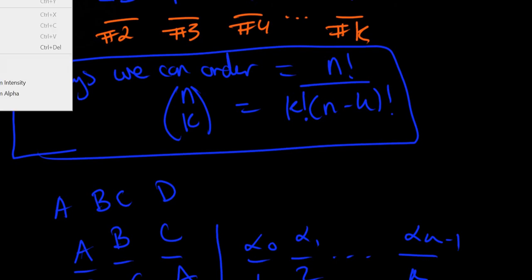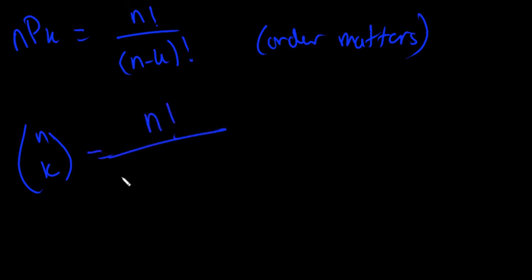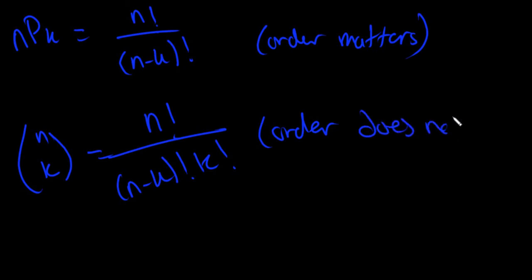So let me just do a quick review. N permute k is equal to n factorial over n minus k factorial. And the order matters. And n choose k is the same exact thing, except you overcounted by a factor of k factorial. And here the order does not matter.